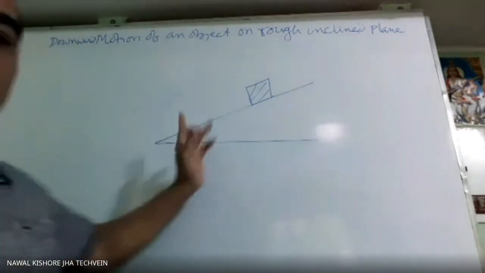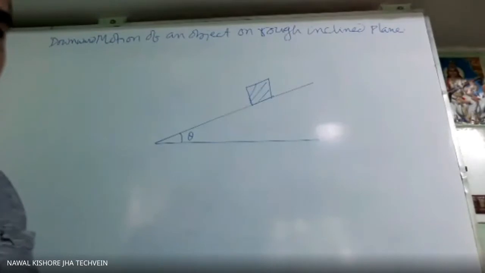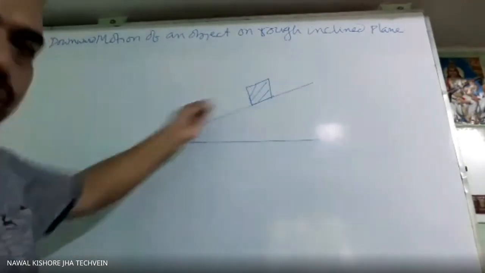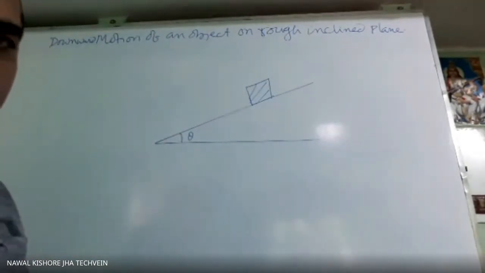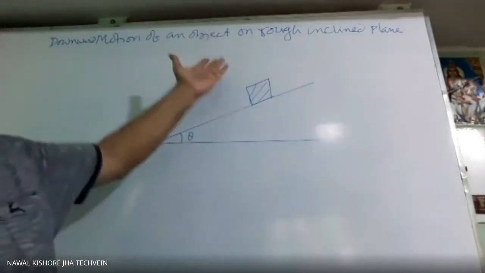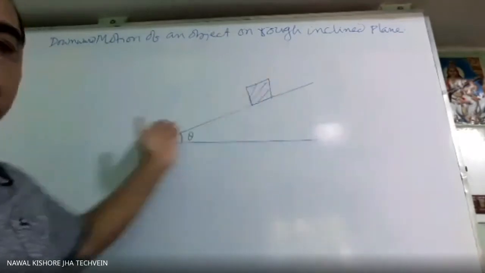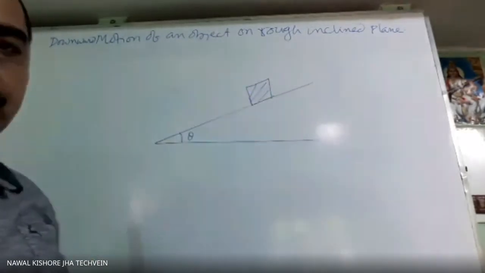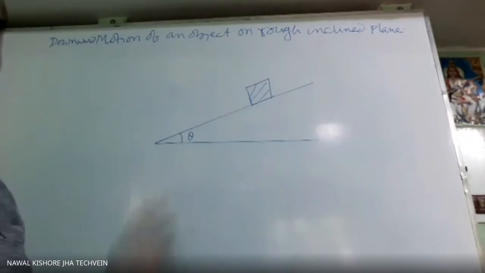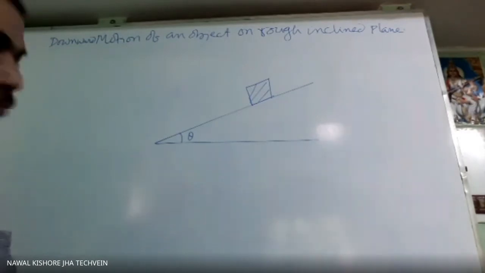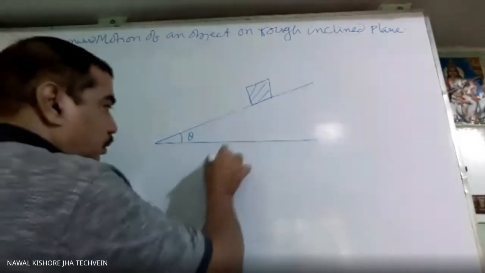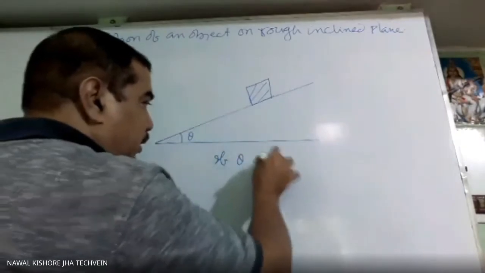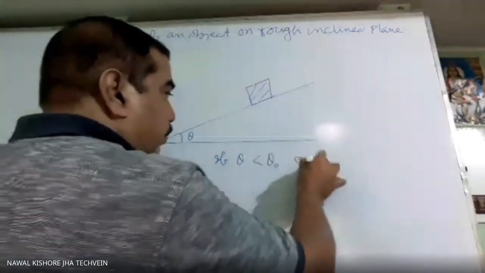If this theta is less than theta naught, the angle of repose, we will have to apply force in the downward direction in order to start motion. If this theta is more than theta naught, then due to the component of its weight only, it will start moving. So here two situations may be. When theta is less than theta naught, we will have to apply external force.